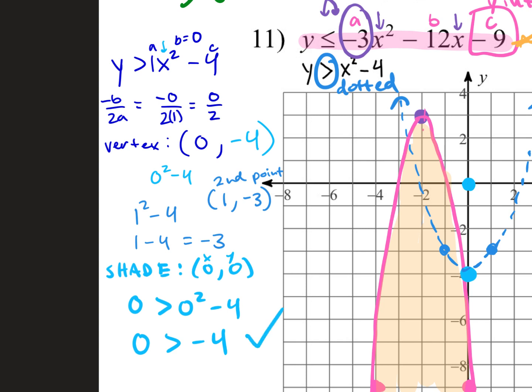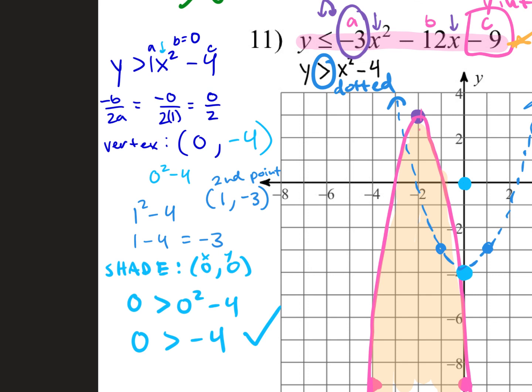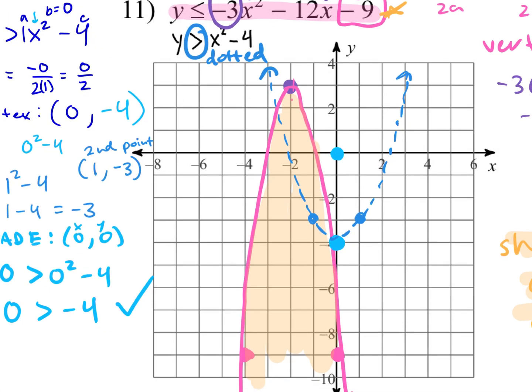Be careful. Don't rush it. Yes, it is. So if it's true, am I going to shade inside or outside? Inside, because 0, 0 is inside. So I want to shade where 0, 0 is. So I'm shading on the inside.